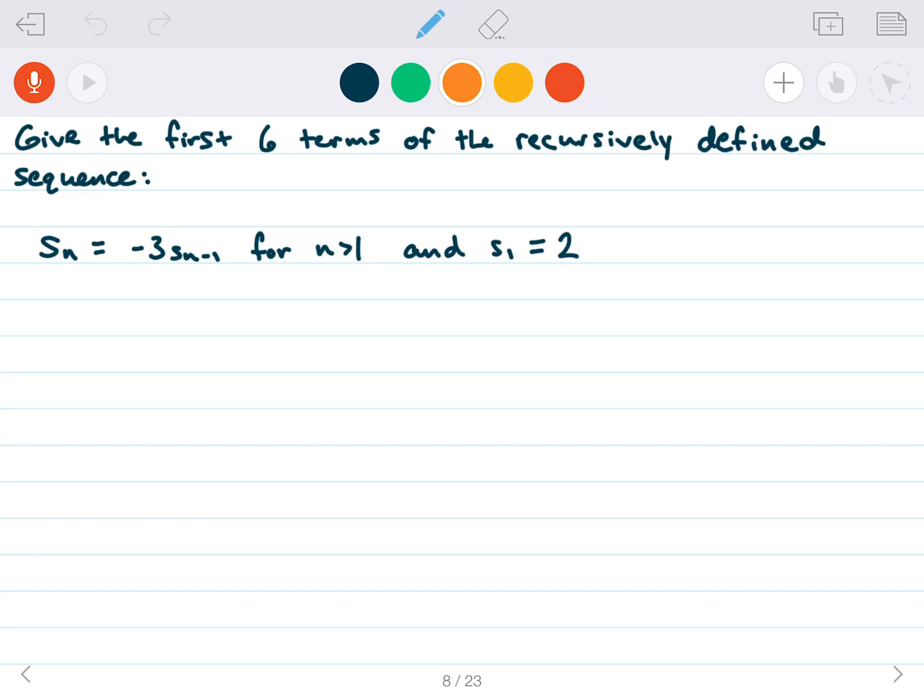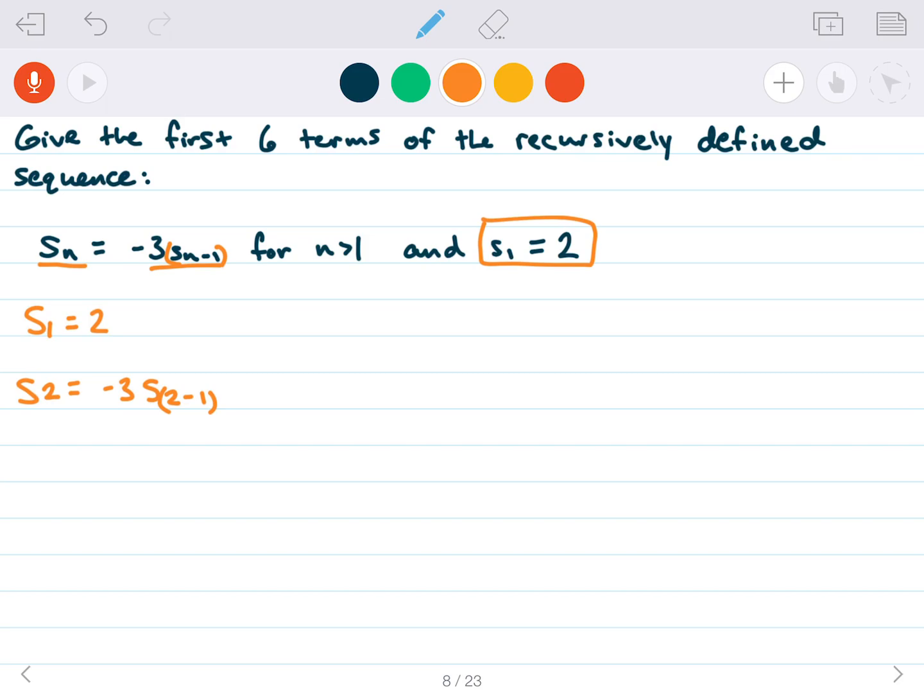Okay, let's do another example. Give the first 6 terms of the recursively defined sequence. So they tell us our first term is 2. So we know S sub 1 is 2. So our next job is to find S sub 2, the second number in our sequence. So for S sub 2, I'm just plugging in 2 anywhere I see an n. So S sub 2 is negative 3 times S sub 2 minus 1. So this is all in the subscript right here. This is all in the subscript.